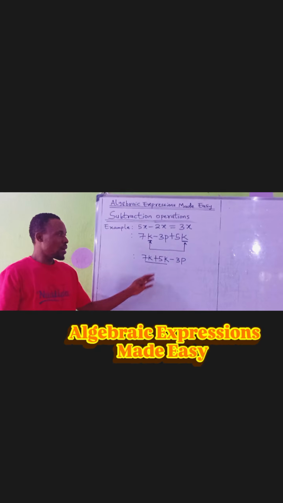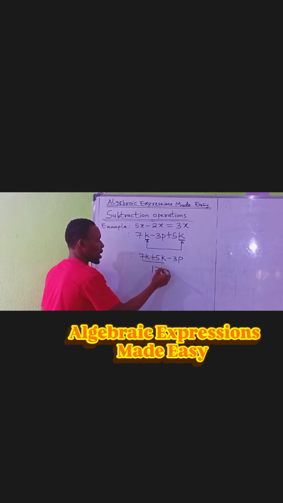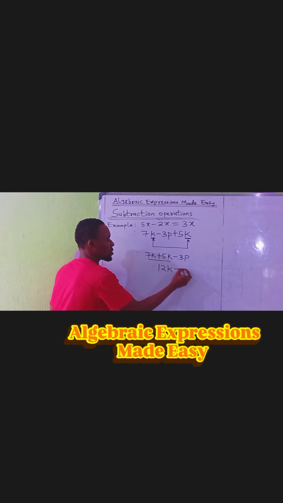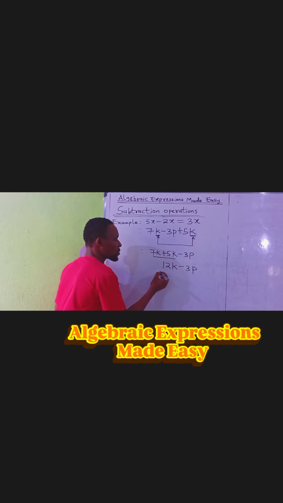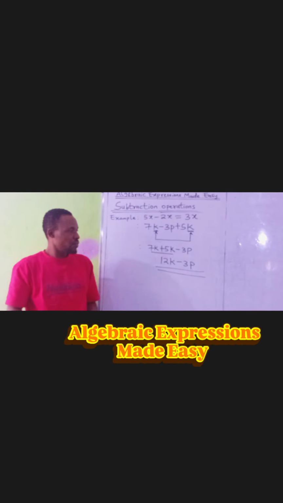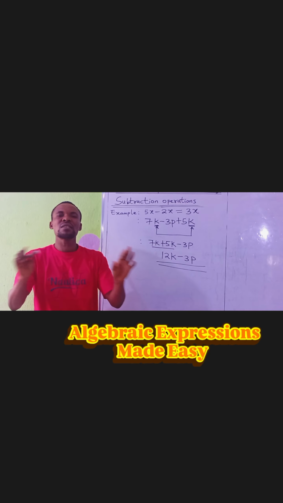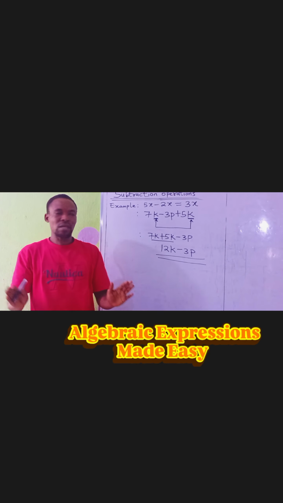Let's say $7 and $5. All together we'll have what? $12 or 12k minus 3p. Again, this will be our final answer. Why? Because k and p are not similar terms. They are not related. So this will be our final answer.